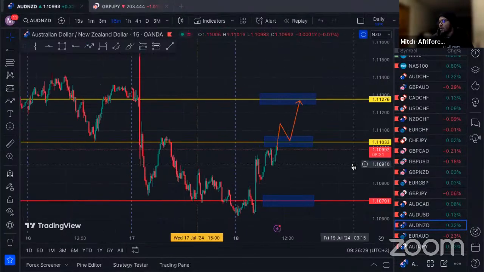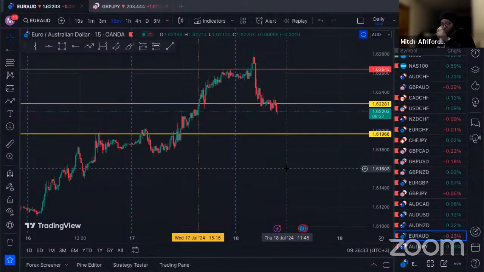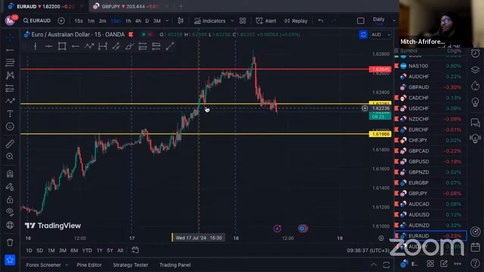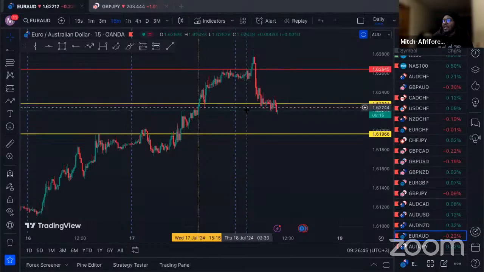So moving on to the next Australian dollar pair we do have. Here we have the euro against the Australian dollar. Now, in this situation, our bias here is to look for selling opportunities. Remember, here in this situation, the Australian dollar is the counter currency. So here we will be looking for selling opportunities.